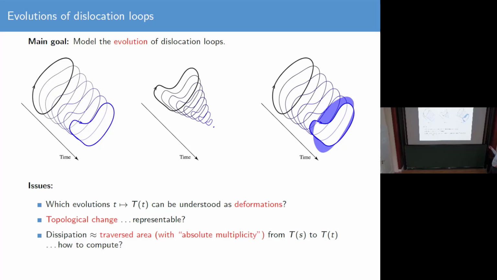And so you can think of this roughly in first approximation. It's only a first approximation, but it's not too bad. As the area that you have traversed. So if your loop traverses a certain area, there's this shaded region here. That's roughly proportional to the energy dissipated.